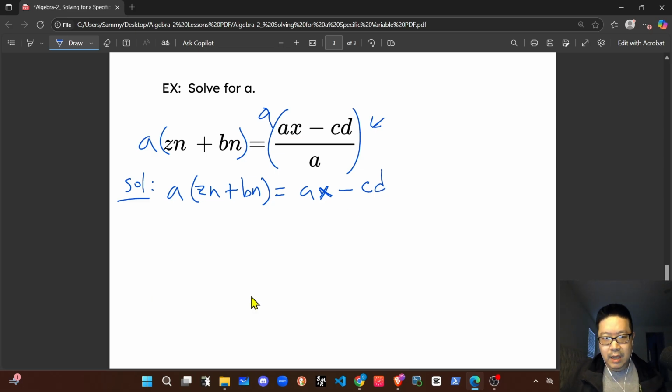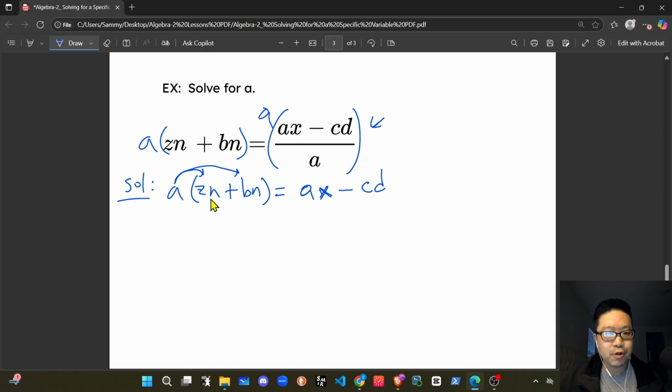Now, in this instance, some people will want to divide both sides by the quantity of Zn plus Bn. But notice how when you do that, that doesn't give you an isolated value of A, because you also have A here on the other side. So in this case, the strategy should be to instead distribute A into the expression in the parentheses. That is going to allow you to move AX to the left side. And then what you'll have is all the terms involving A on one side and everything else on the other side. And that's exactly what you want.